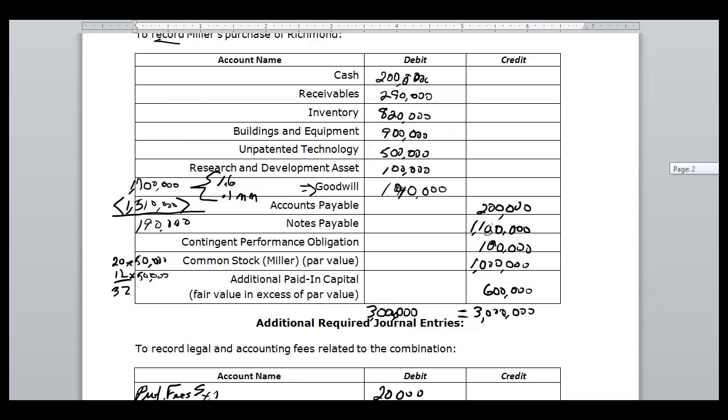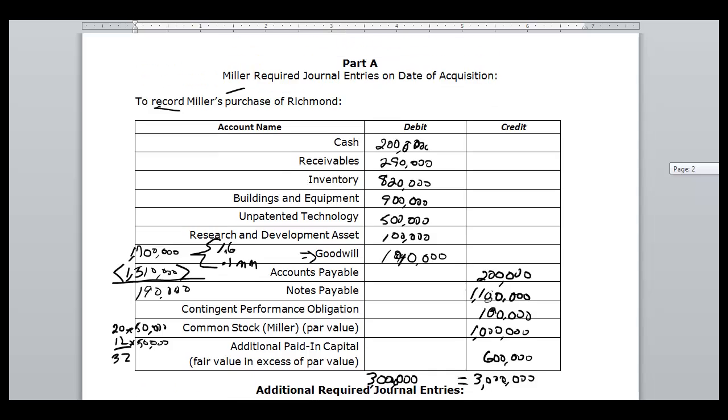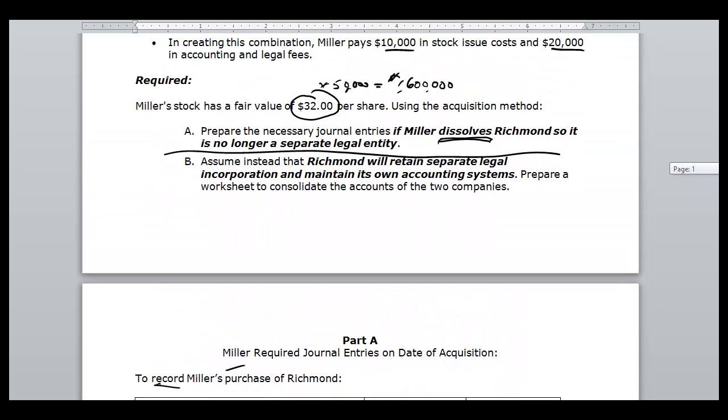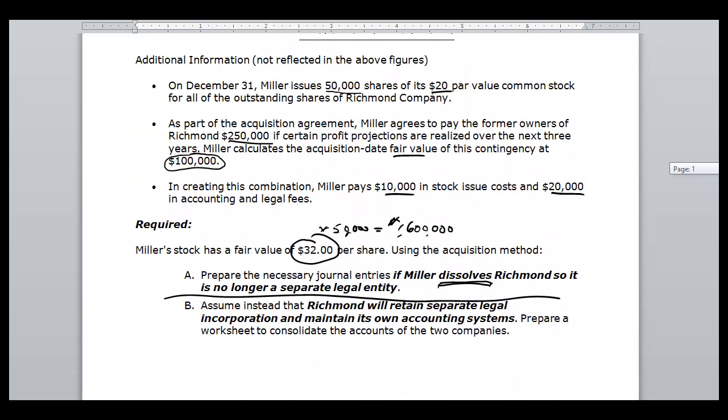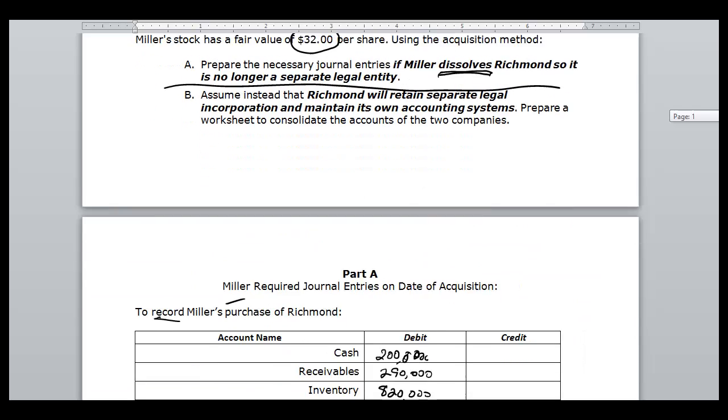Now, I don't want you to forget what we just taught you here, but what I want you to do is kind of erase your brain and focus on Part B. What is going to happen in Part B? Well, Richmond will retain its status as a legal entity, and so that is going to make a very different accounting exercise.